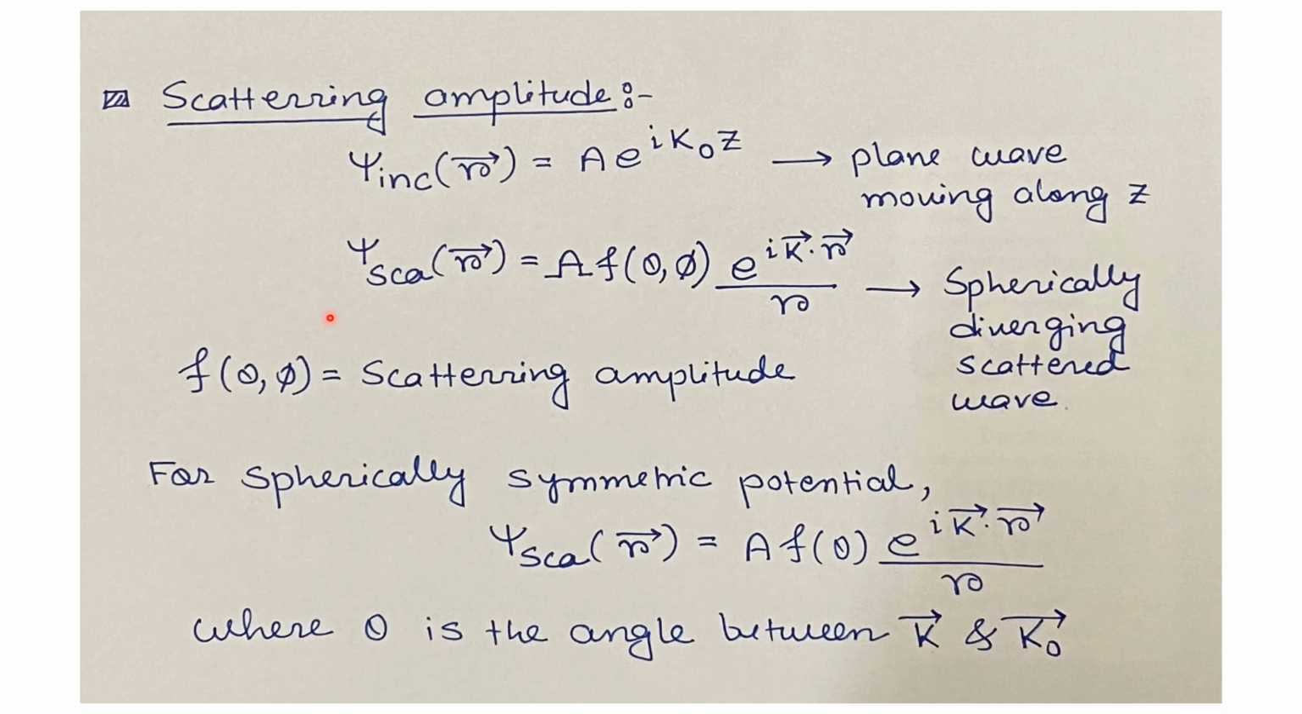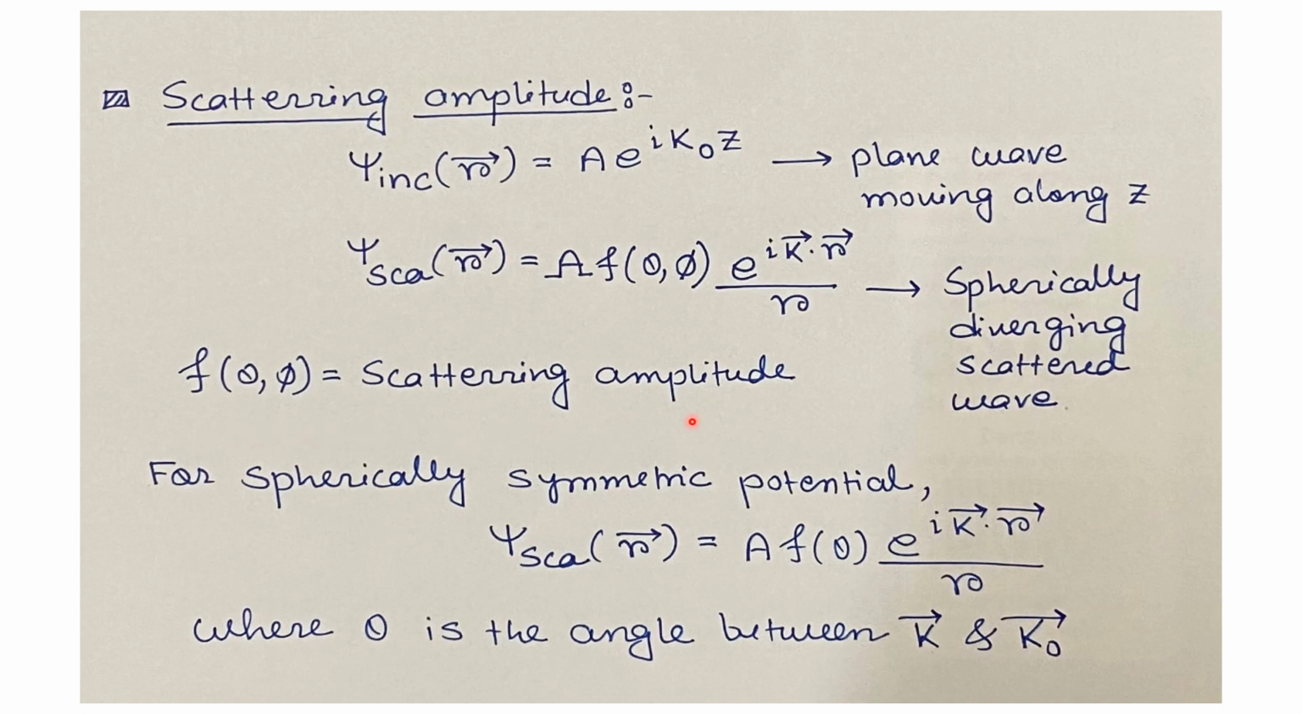Its amplitude depends on the direction theta comma phi along which it is getting scattered. Therefore, the actual scattered wave function is given by psi scattered as a function of r vector equals A times the scattering amplitude function, that is f as a function of theta comma phi, times e to the power i k r divided by r. This is a spherically diverging scattered wave, and this f as a function of theta comma phi is known as the scattering amplitude.